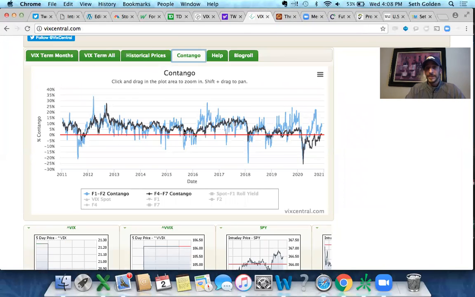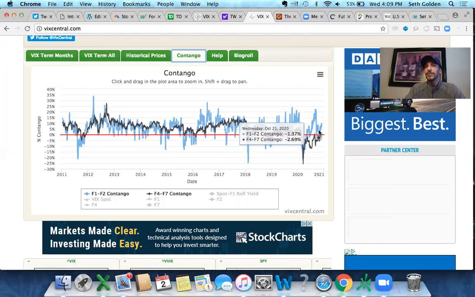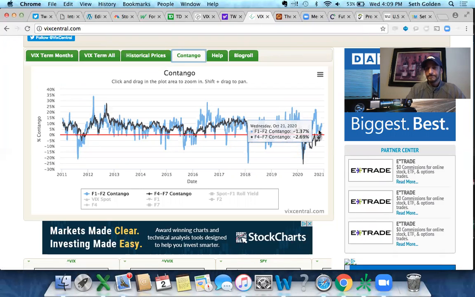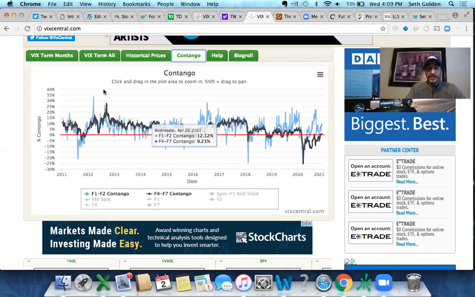There you go. 2018, at the end of 2018, we spent a good amount of time in backwardation. This year in 2020, we've spent a good amount of time in backwardation. But over the last couple months, we've been in contango. But you can see it's very brief periods for which we are down below the zero line, which is the divider between contango and backwardation at the bottom.